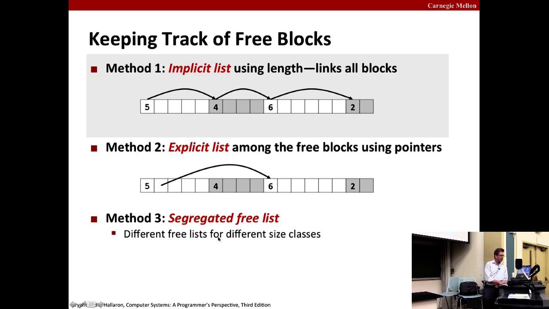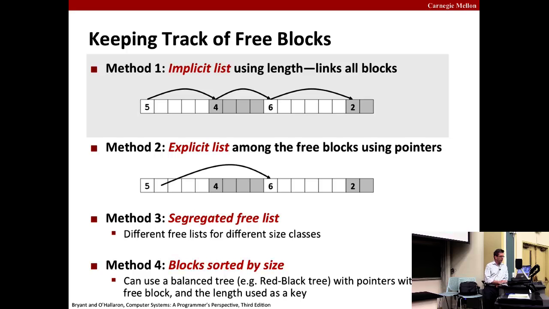Now another method, a more sophisticated method: instead of having one free list, we can have multiple free lists, where each free list contains blocks of a certain size or a certain range of sizes. Or we can get really fancy and use some kind of balanced tree to sort the blocks by size order. Now today we're going to look at the implicit list, the simplest kind of free list, and this will identify a lot of basic concepts that are used in the more sophisticated free lists.